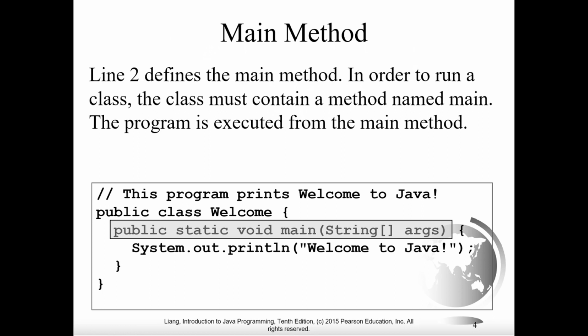In order for a program to do something, there should be a method which we call the main method. The program is executed from the main method. You get to see here this entire statement refers to our main method: public static void main. For now, don't worry about the words. It's important to know that these are important words that you need to have in your program.